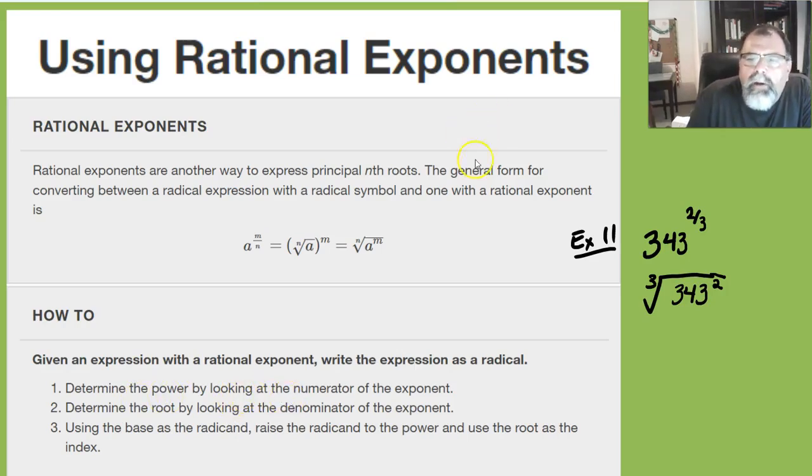So let's just do another example. If I had the square root of 5, I can rewrite this as 5 to the 1/2 power. Okay? And you can go on your calculator and do square root of 5 and get an answer, and then do 5 to the power 1/2 or 5 to the power 0.5, and you'll see they're the same answer. You get the same number.